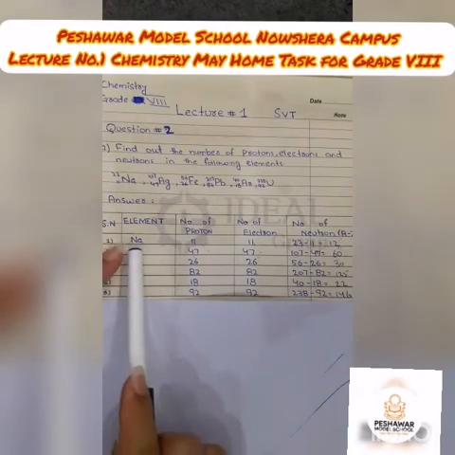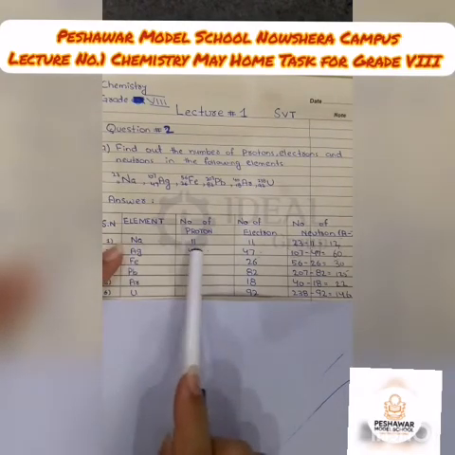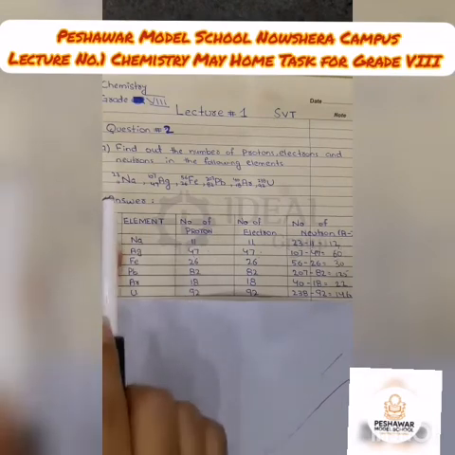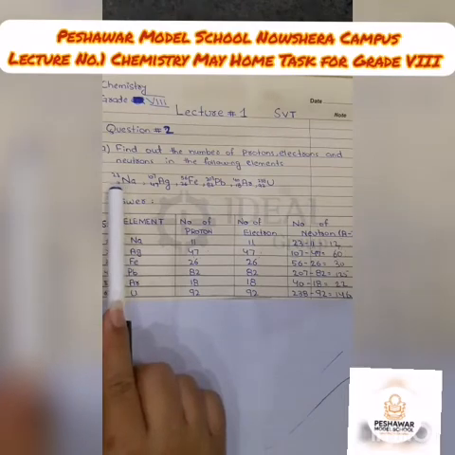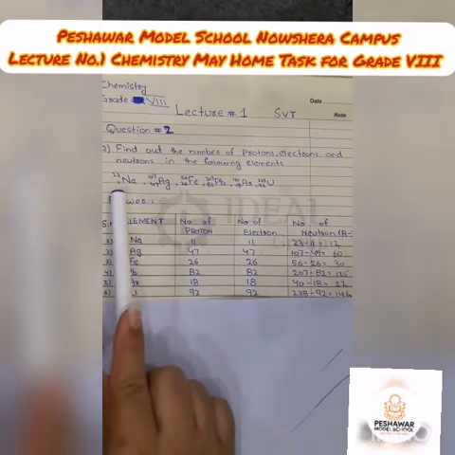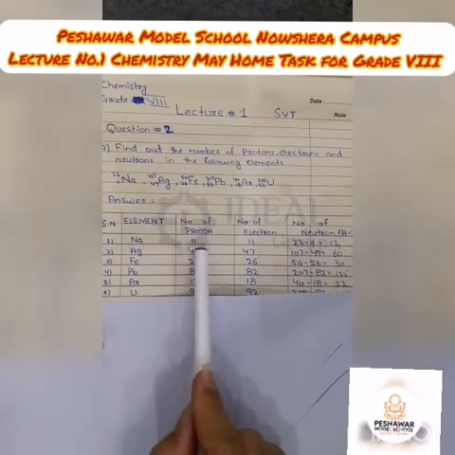Now number one is sodium. Write the symbol of sodium. Now the number of proton, how many proton do we have in sodium? As we know, the atomic number of sodium is 11 and atomic number shows the number of proton. It means that it has 11 proton.